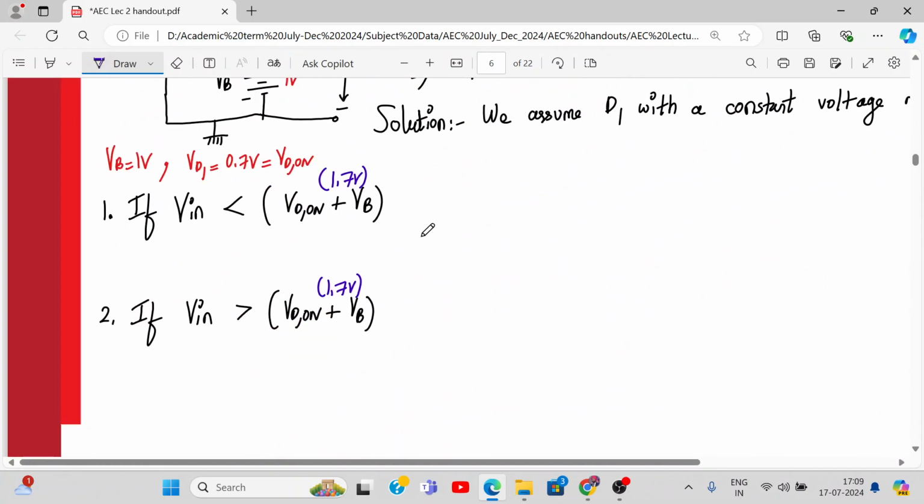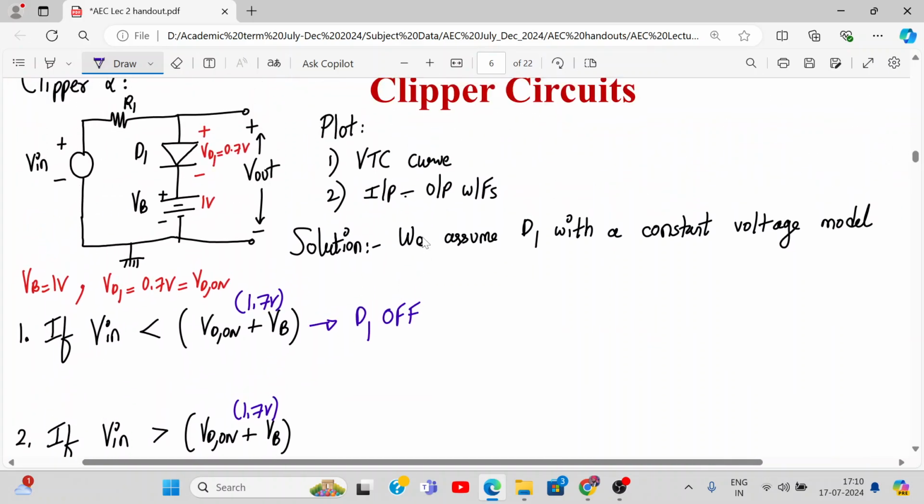No problem at all. So tell me, what will happen if V in is less than this number? Diode is off, right? Yeah, we are coming to it. Don't be in a hurry. So here, diode is off means the circuit will reduce to, we'll redraw the circuit. Here it is. So there will be a resistor, and the diode will be replaced with an open circuit, right?